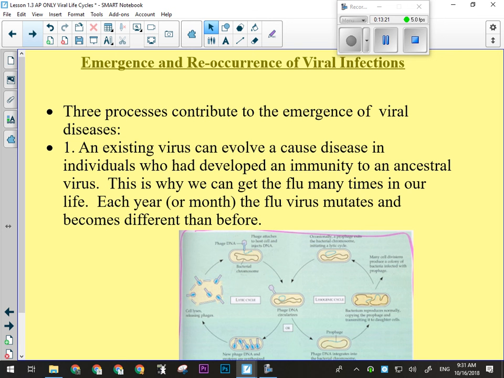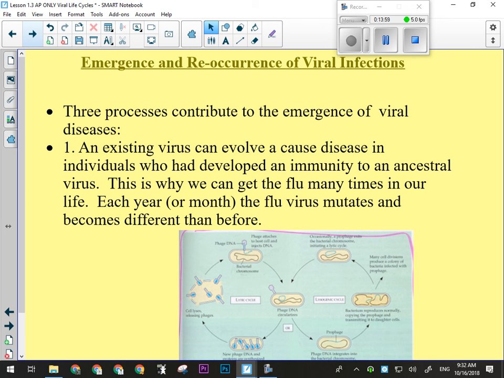Okay, so 3 processes can contribute to the emergence of a viral disease, that is for it to reappear or appear for the first time. Okay, an existing virus can evolve and cause disease in individuals who had developed an immunity to an ancestral form of it. Right, this is why you have to get a flu shot every year. Right, because every year we kind of have to take our best guess at what the flu virus is going to be for that particular year. Right, we don't always know. Okay, we kind of look at the ones that have been detected and we take our chances on that. But every year the flu virus mutates, and so there's always new versions of it. Okay, so that's one of them.